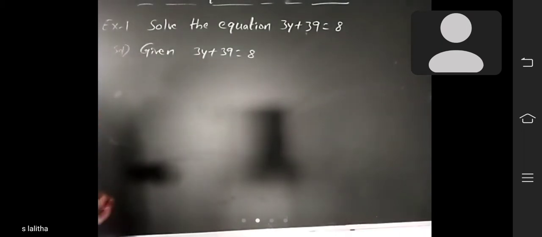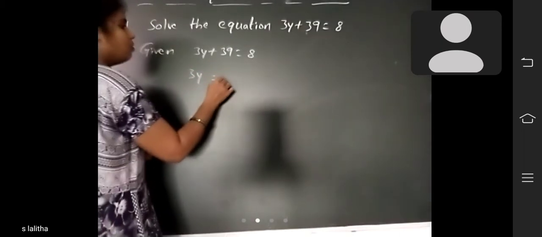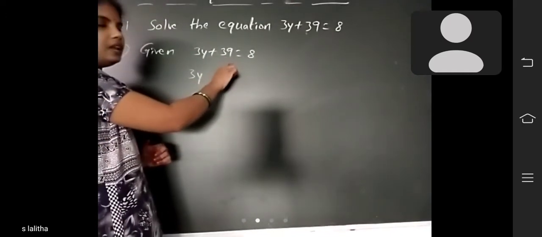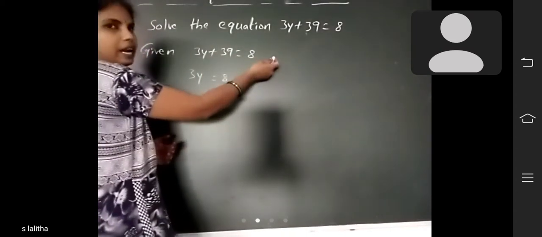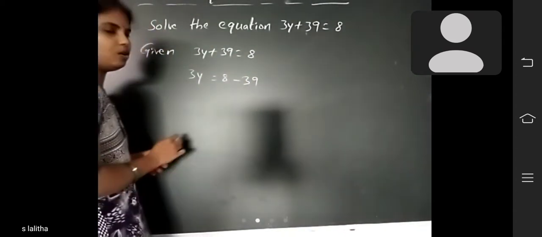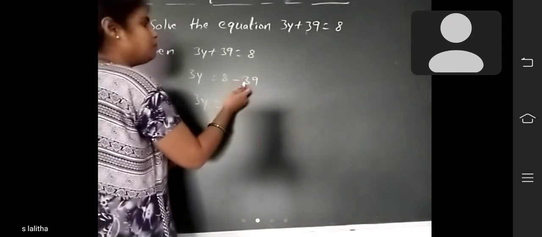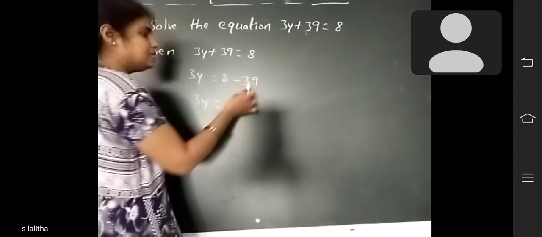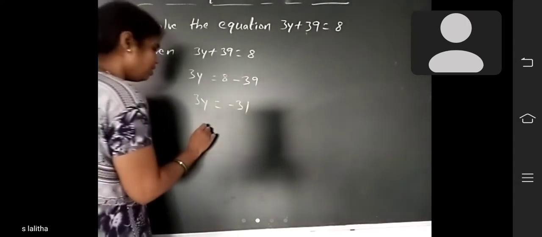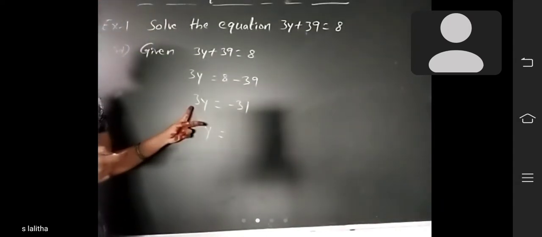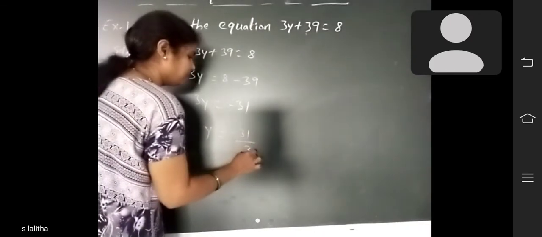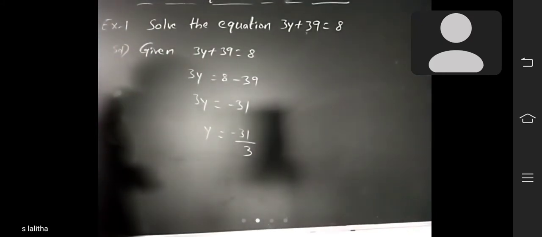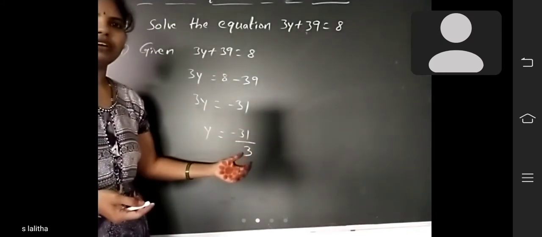Now, how to solve this one? 3y equal to 8. Here plus 39 is there. If you transpose to the right hand side, what will become? Minus. Plus moved to the right hand side means minus 39. So 3y equal to 8 minus 39. How much? Minus 31. Now y equal to, here 3 is multiplied. If you transpose to the right hand side, what will become, children? It will become divide. Minus 31 by 3. So what is the answer? y value minus 31 by 3.